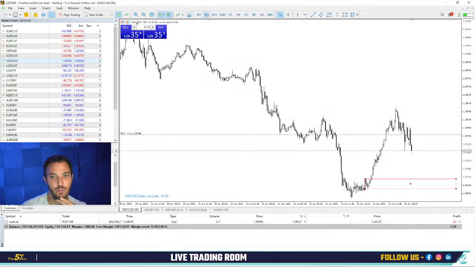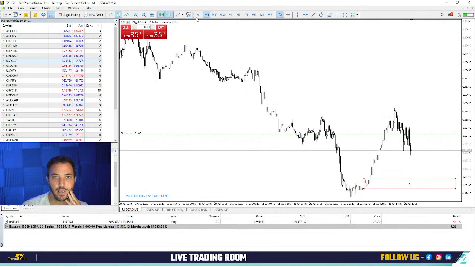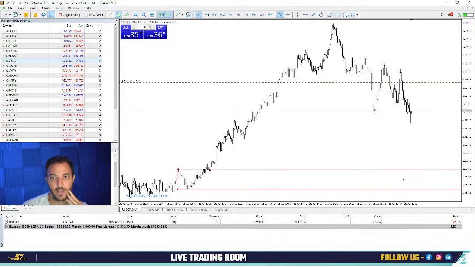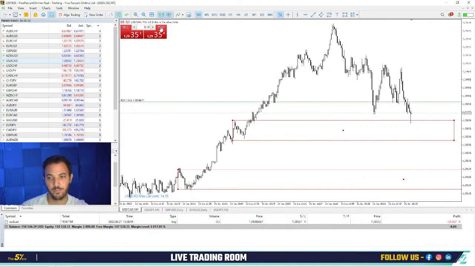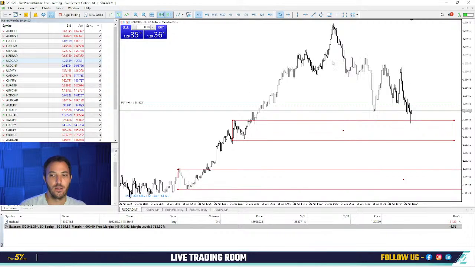Okay, let's go to the USD CAD. Let's see if we can do something about it. Let's drop to the 1 minute chart to see if there's something interesting. Okay, so that area, let me see if we can have a test. Let's see if from this mid support we can have some room to go.